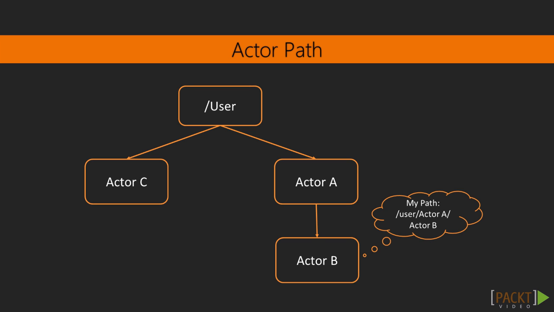The difference between an actor path and actor ref is that the actor path represents a name of the actor, which means you can create the actor, terminate it, and then create a new actor with the same path. The newly created actor is a new instance of the actor, which means it has a different actor reference.